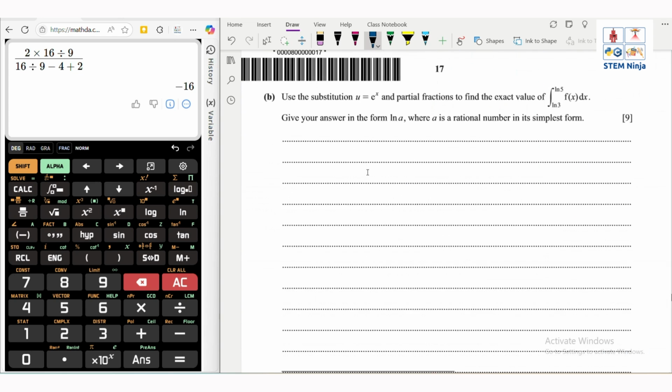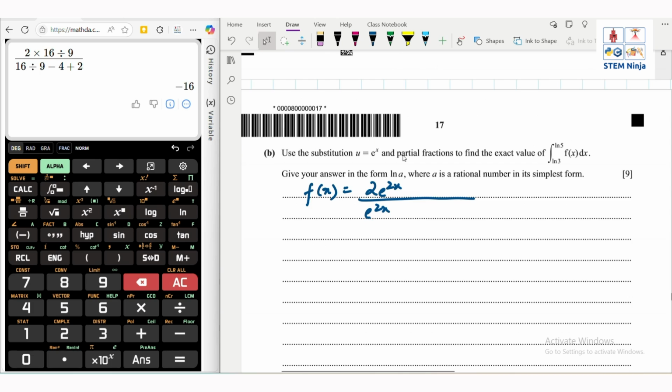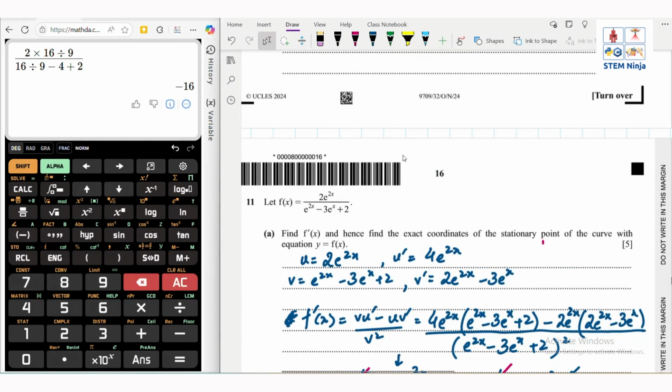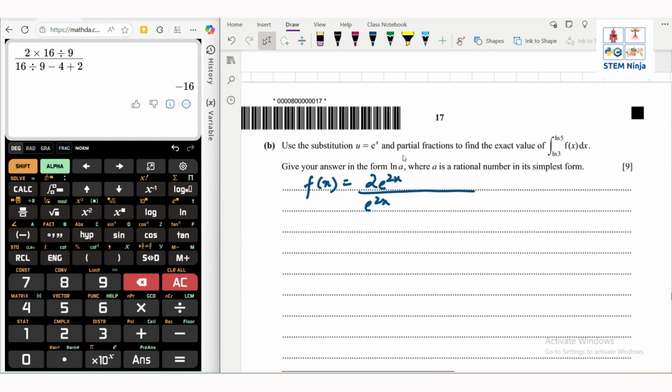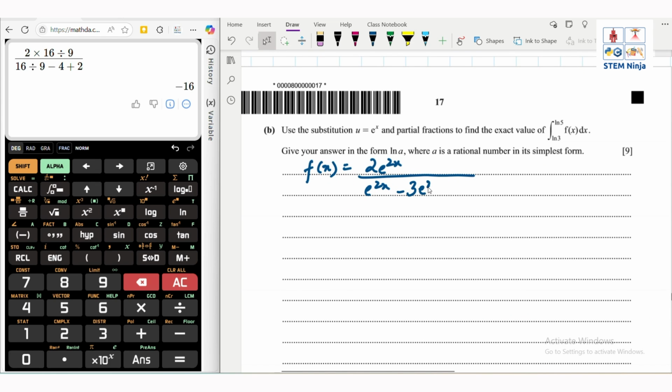All right. Use the substitution u equal to e raised to the power x in partial fractions to find the value of the integral from ln 3 to ln 5 of f of x. Give your answer in the form ln a. Okay, so f of x was 2e^(2x) divided by e^(2x) minus 3e^x plus 2.